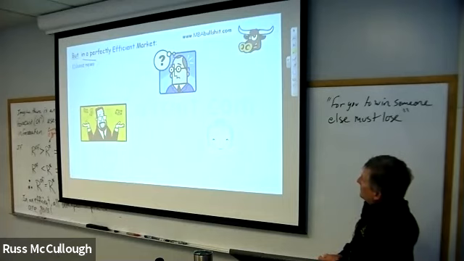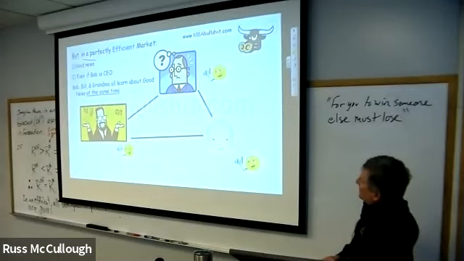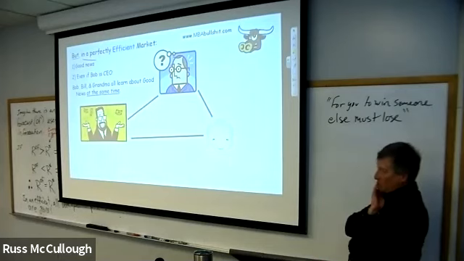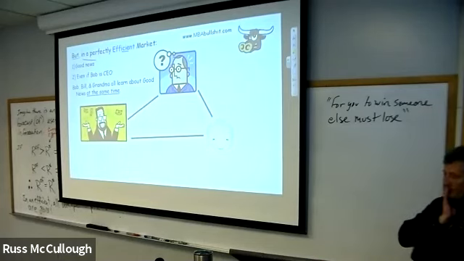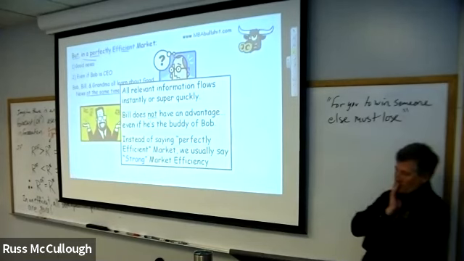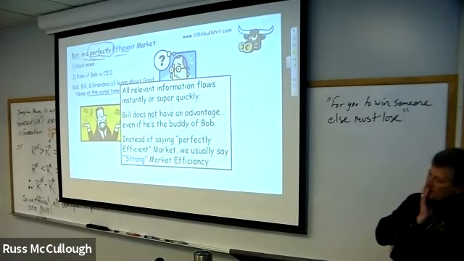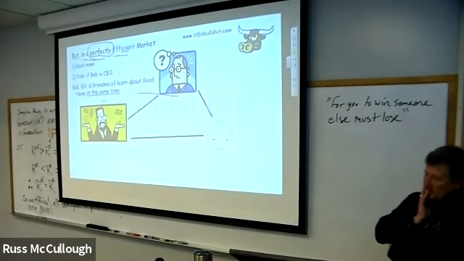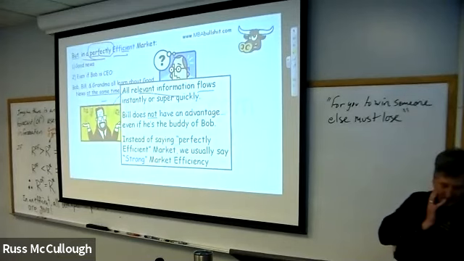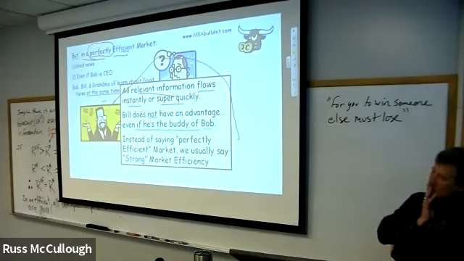Because in a perfectly efficient market, there's good news, and even if Bob is the CEO, Bob, Bill, and grandma all learn about the good news at the same time. Why is that? Because in a perfectly efficient market, the keyword here is perfectly efficient, all relevant information about the company, such as the sales report, moves instantly or super quickly between Bob, Bill, and grandma. So Bill does not have an advantage, even if he's the buddy of Bob, the CEO.